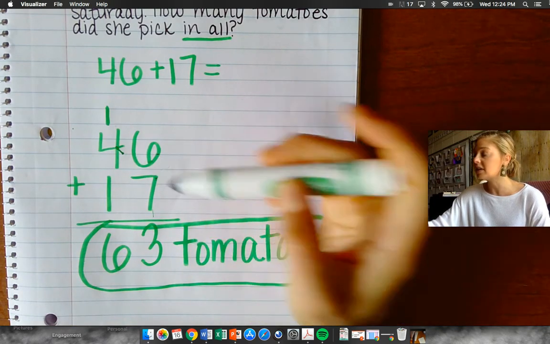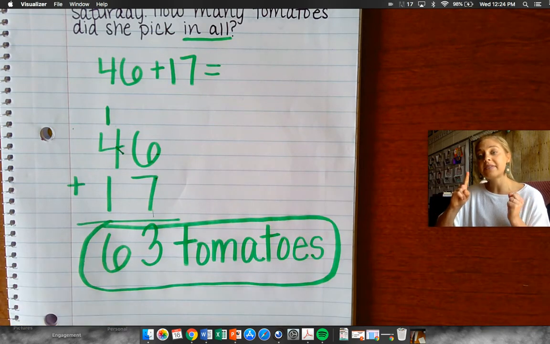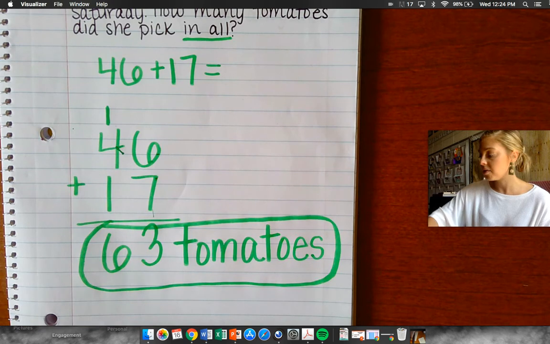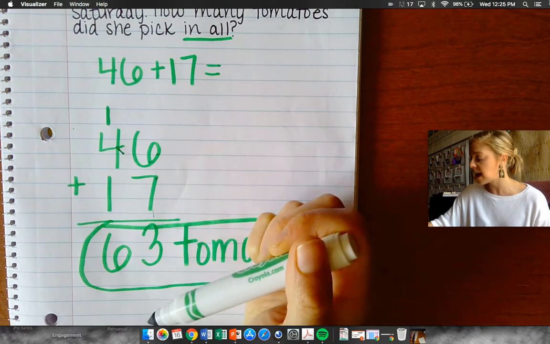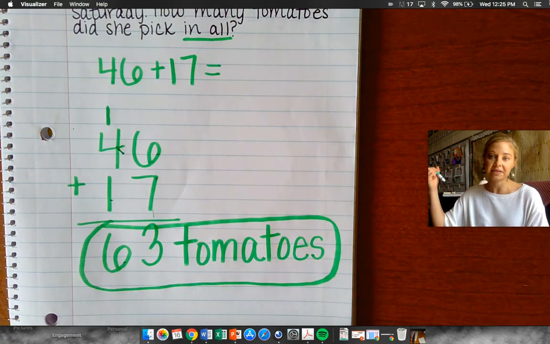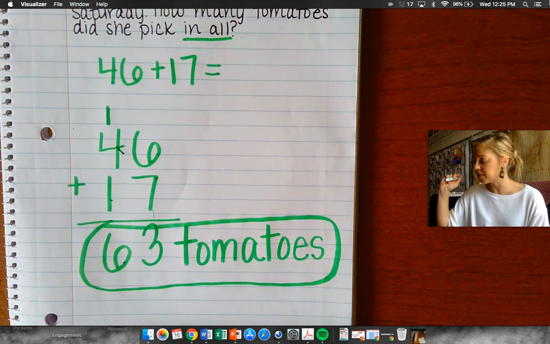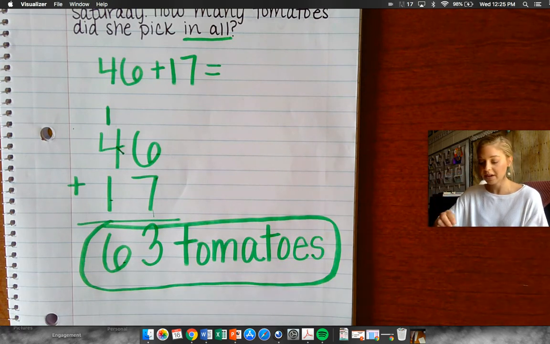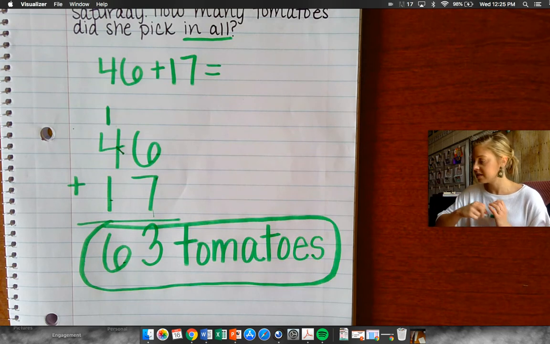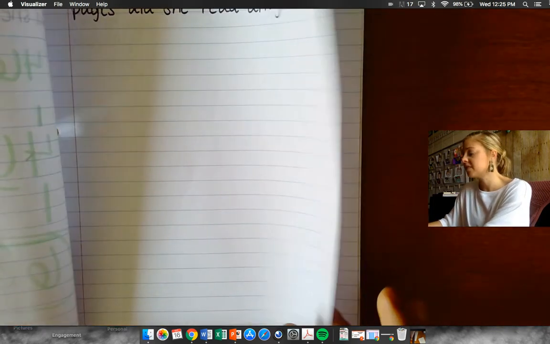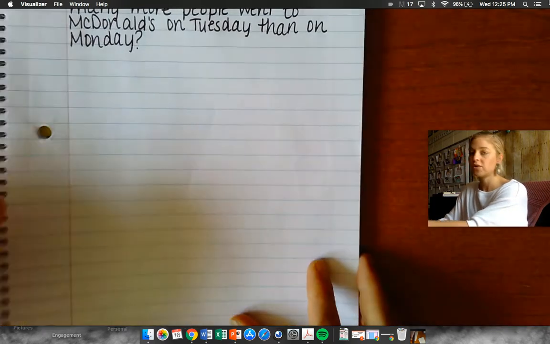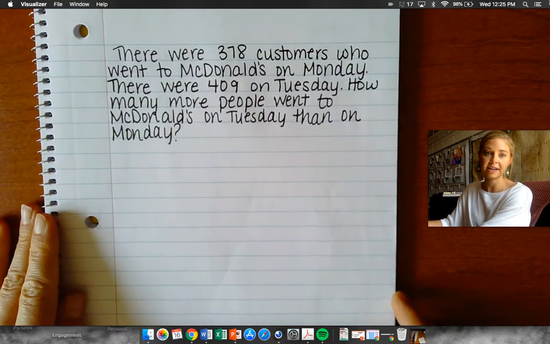Well, 6 plus 7, let me solve that again. 6, 7, 8, 9, 10, 11, 12, 13. Okay, so that is 13. I did that correctly. 1 plus 4 is 5, plus 1 is 6. Perfect. I double checked my work and I am very confident that 63 is the answer. Okay, perfect. Now let's go on to the next one. That wasn't too bad, was it? Hope not. Oh, this one has to do with McDonald's, which I know some of you guys like.